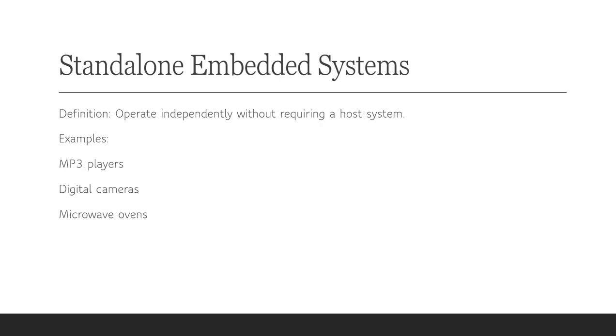Next, standalone embedded systems operate independently without requiring a host system. In these embedded systems, standalone means we have only the embedded system. It does not depend on other modules and can execute independently without a host computer. Examples are MP3 players and digital cameras. Digital cameras also have embedded chips, but there is no involvement of other devices. So the main examples of standalone embedded systems are MP3 players, digital cameras, and microwave ovens.